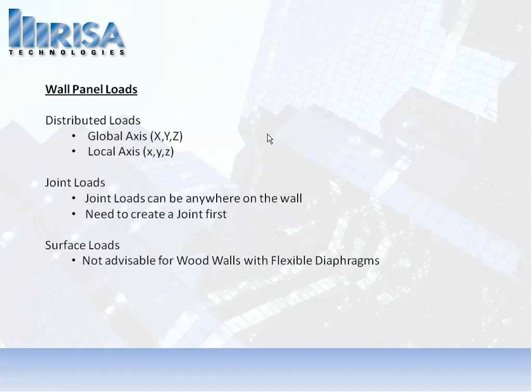You can also do surface loads. And surface loads are allowed on any type of wall. I wrote here not advisable for wood walls, but that's actually very important to mention, that it's probably flexible diaphragms that it's not real great for. One of the things we're doing here is we're not doing a whole lot of out-of-plane stiffness on that wall. We have some out-of-plane stiffness. We try to calculate here what the out-of-plane stiffness would be for a wall panel, but it's not as much as it would be when you're in plane.